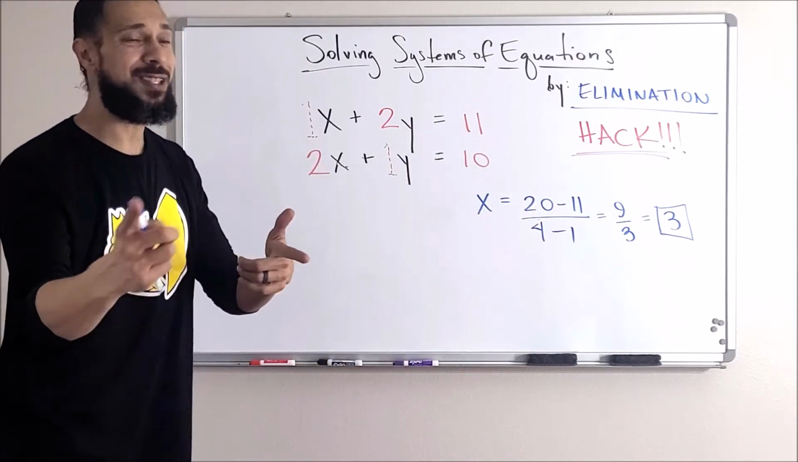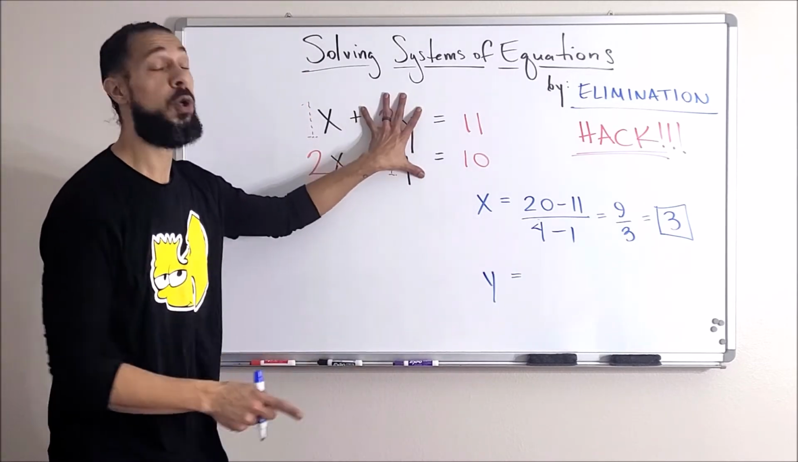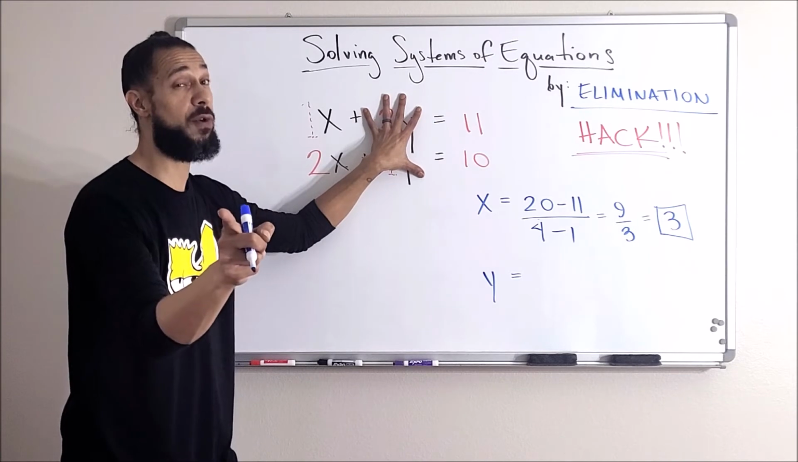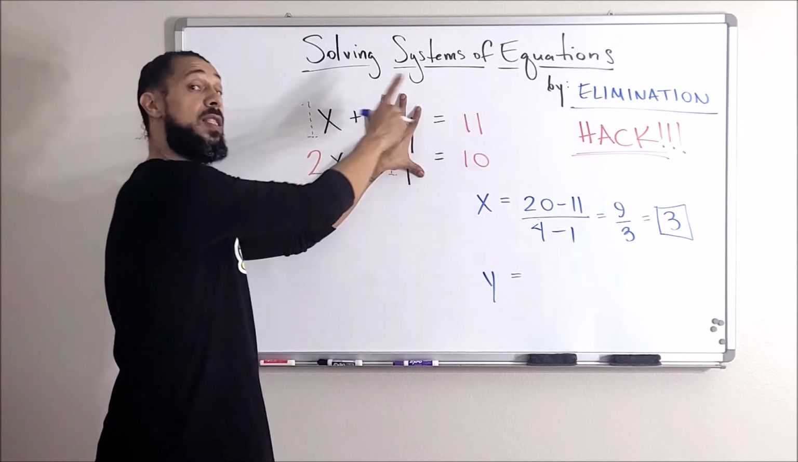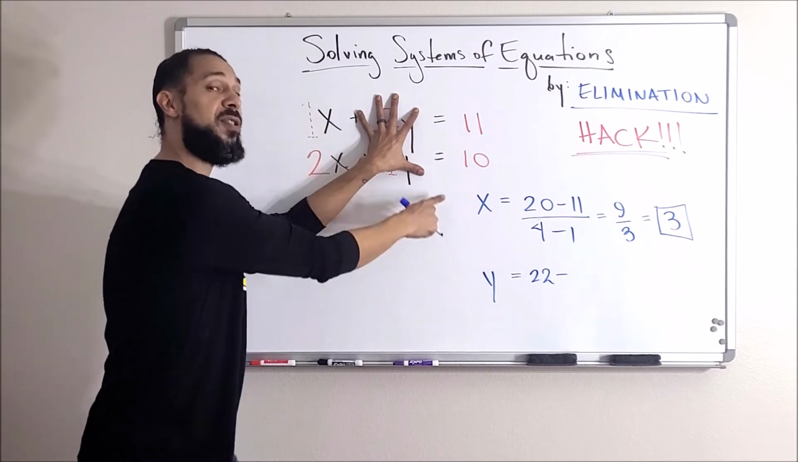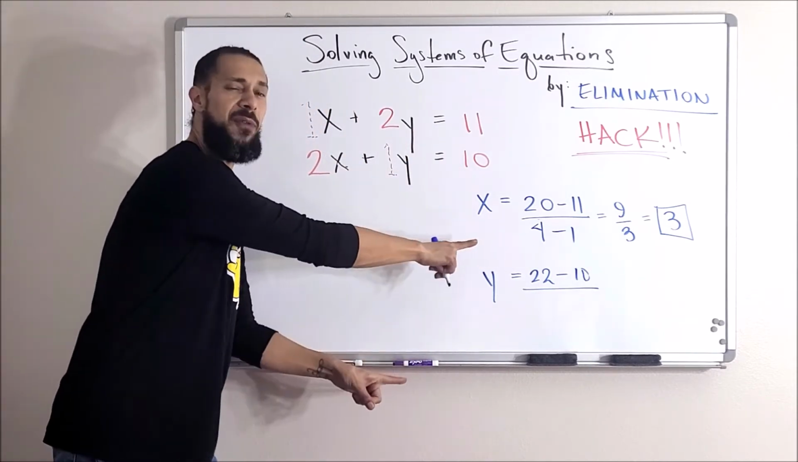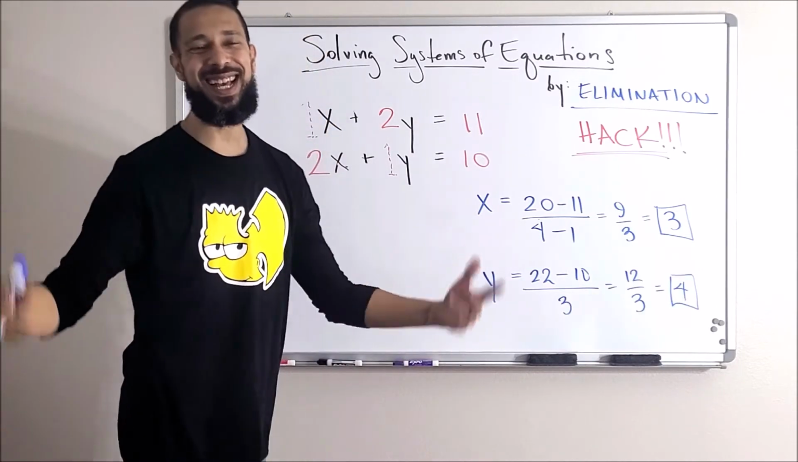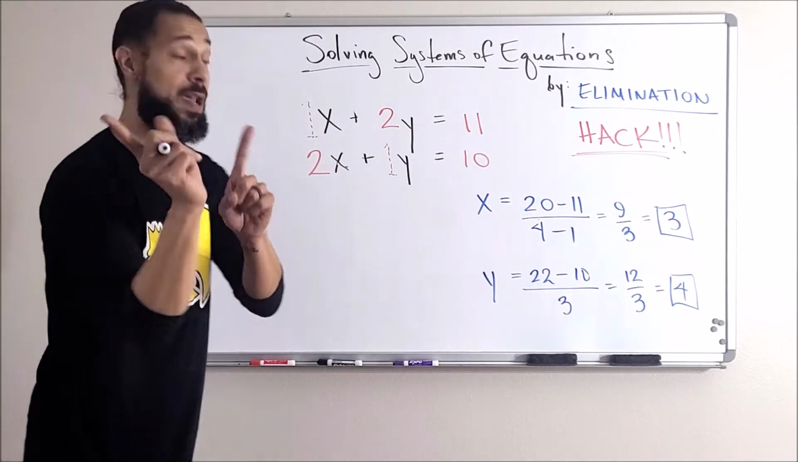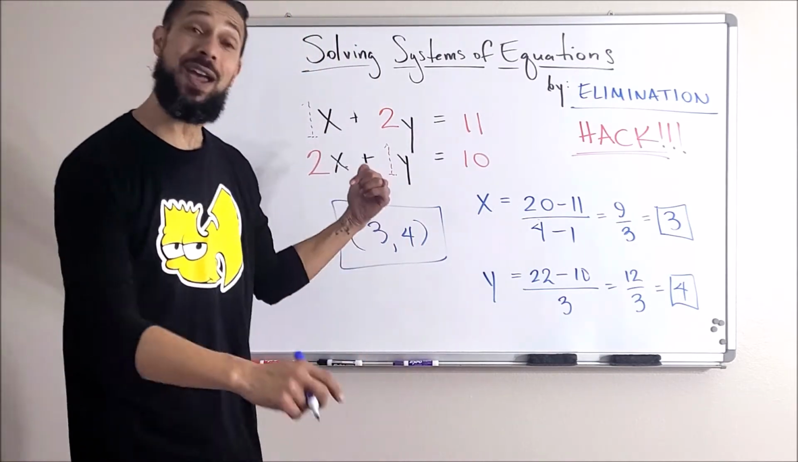Let's find y also. So for y's, we cover up the y's and we also reverse it. So it's 11 times 2, minus 1 times 10. Exactly right. And the denominator is the same as before. Just that simple. Don't forget to write it the right way. And there's your solution. Quick, right?